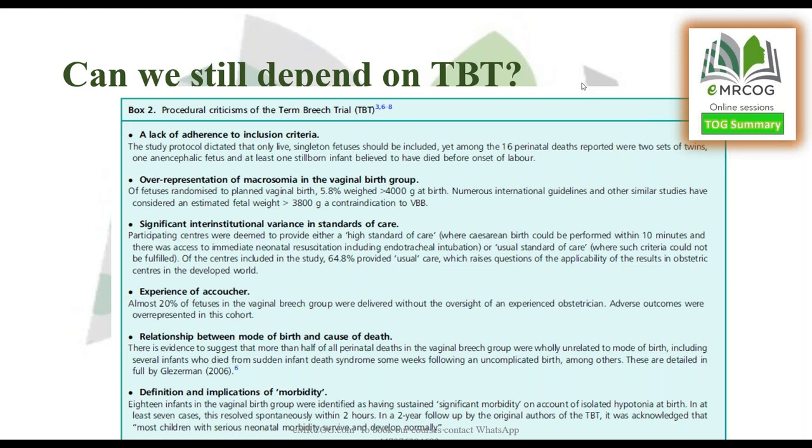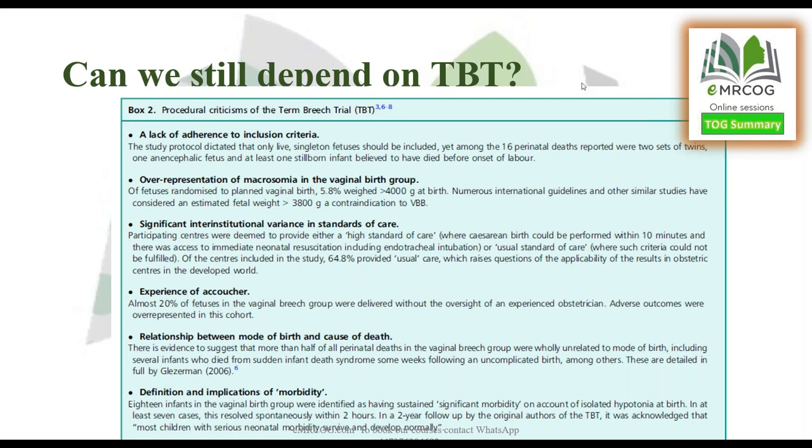And there was a relationship between mode of birth and cause of death. So they found that some babies who died in the Term Breech Trial actually did not die because they were delivered by the breech. This was because of other causes, but it was considered in the final result as an association between the breech and the death of the neonates. So can you imagine if they included 4,000, and among the 4,000, 200 died, for example.